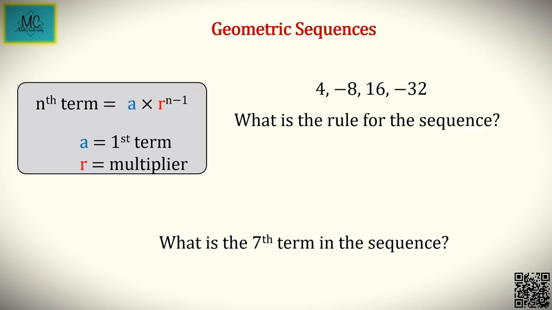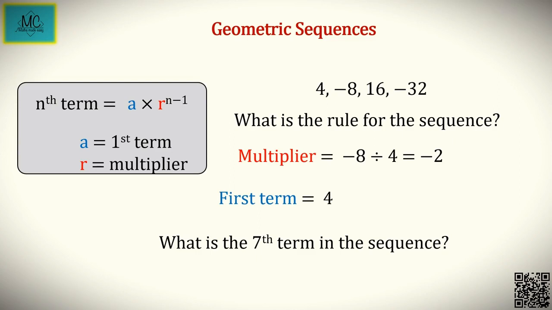Now, geometric sequence again, one more question is given here. So here the nth term is given and the formula is a times r to the power n minus 1. The sequence is given here: 4, minus 8, 16 and minus 32. What is the rule of the sequence here? So the multiplier is minus 8 divided by 4. Always remember, divide my second term by the first term to find the multiplier. So here it is minus 2.